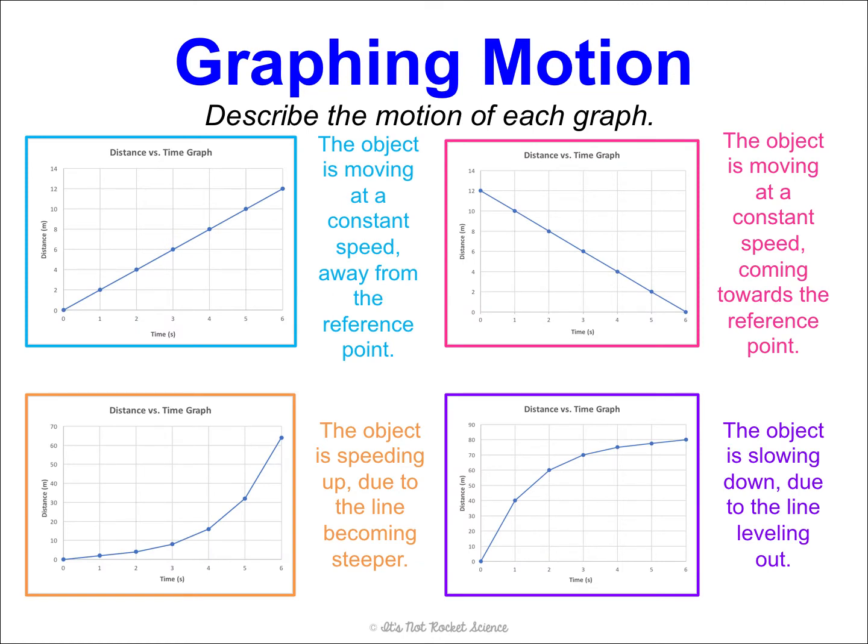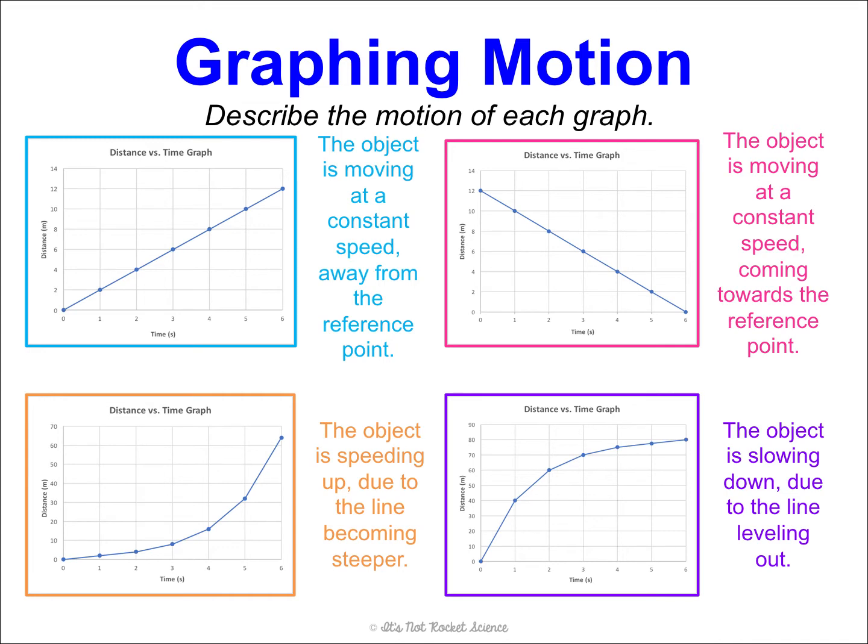All right, and so again, looking at the graph, we can determine how an object is moving. So in this first graph here, we have an object that is moving at a constant speed. So if you have a line like this, we're moving at a constant speed. It's not speeding up. That slope of the line is not changing. So that means we're staying at the same speed.